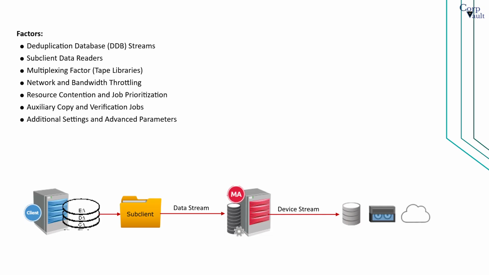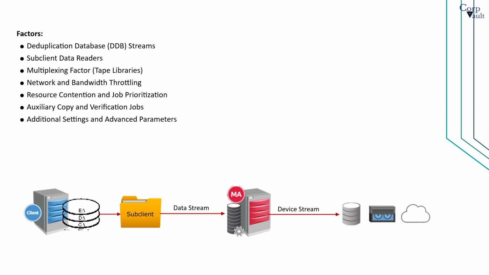Resource contention and job prioritization. If resources, like streams, drives, writers, are exhausted, jobs will queue or wait. Job priorities can affect which jobs acquire streams first. Aux copy and verification jobs. These operations also consume streams from the same pool as backup and restore jobs, impacting overall concurrency.